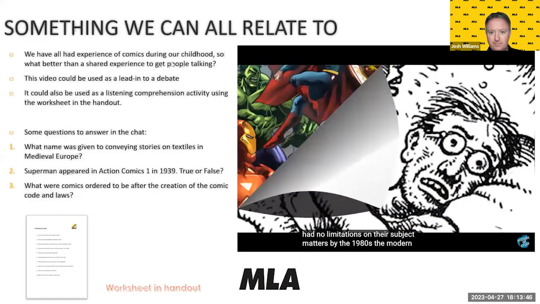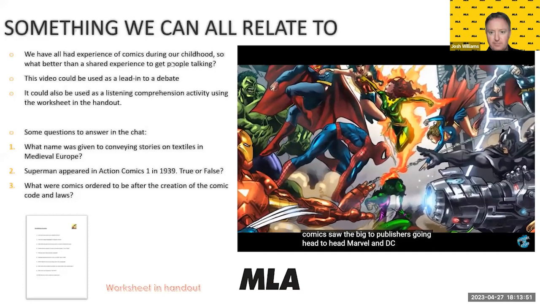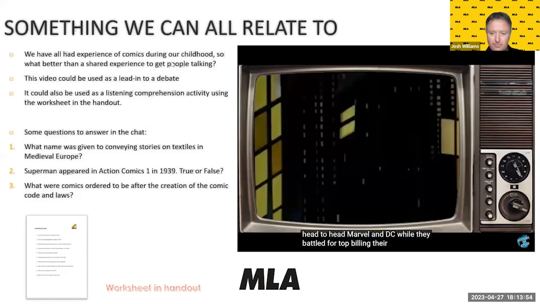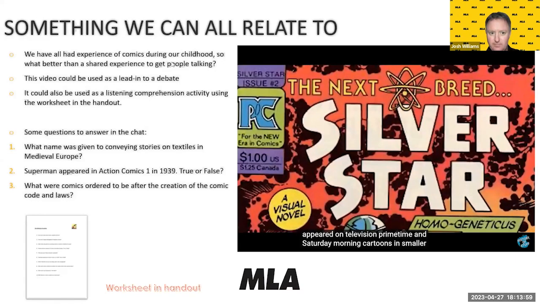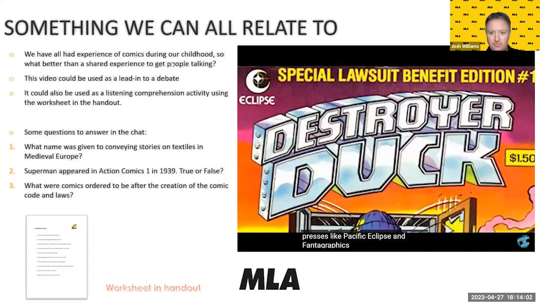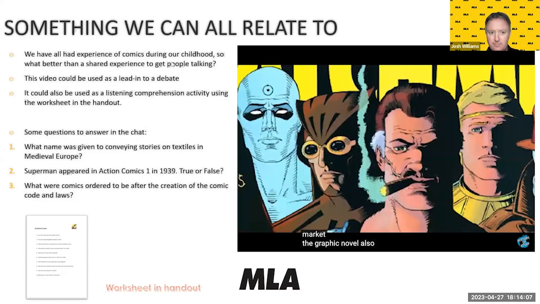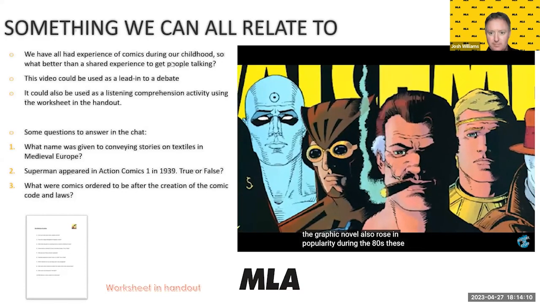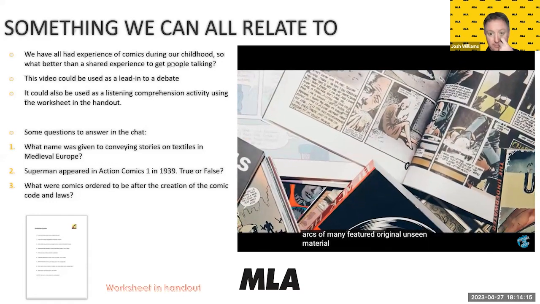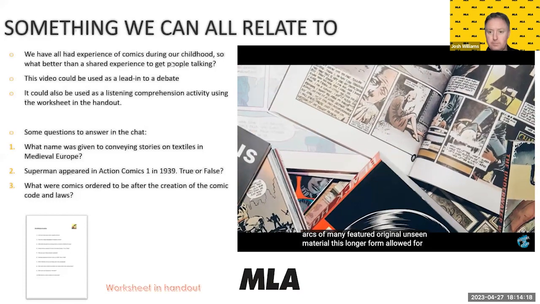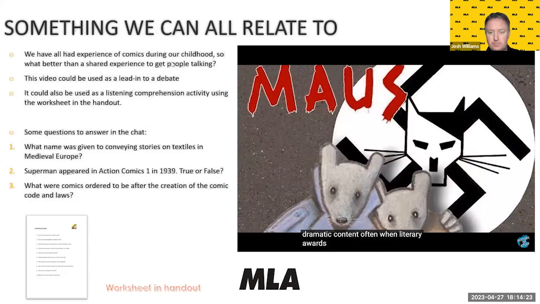By the 1980s, the modern era of comics saw the big two publishers going head-to-head, Marvel and DC. While they battled for top billing, their characters appeared on television prime time in Saturday morning cartoons. Smaller presses like Pacific, Eclipse, and Fantagraphics slowly entered into the market. The graphic novel also rose in popularity during the 80s. These longer works sometimes were printed comic story arcs, but many featured original, unseen material. This longer form allowed for more in-depth storytelling, and the dramatic content often won literary awards.